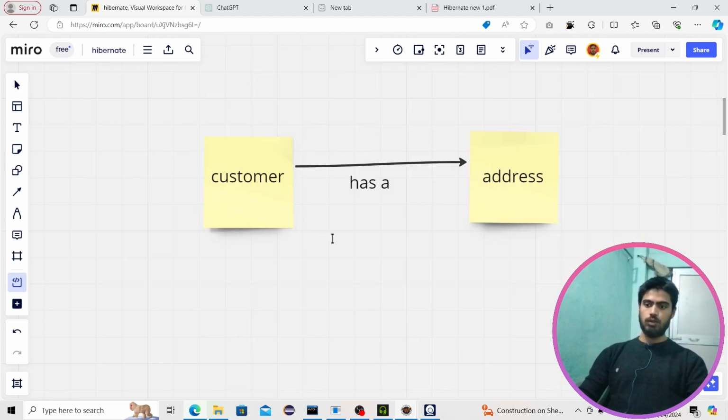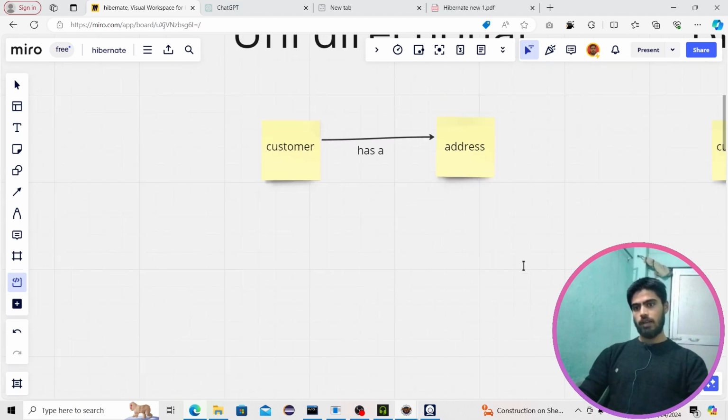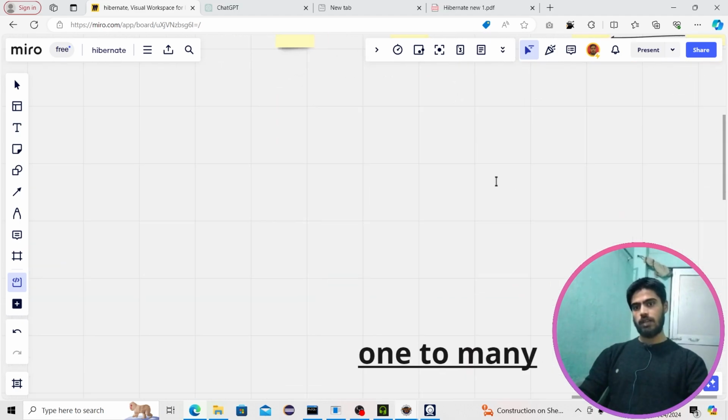What can be other use cases of this association mapping? So this is one case in which we have customer and address. We have to establish a relationship between these. So it is a has-a relationship, customer and address. What other situations can we see?